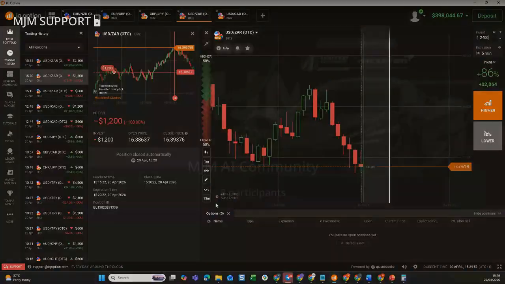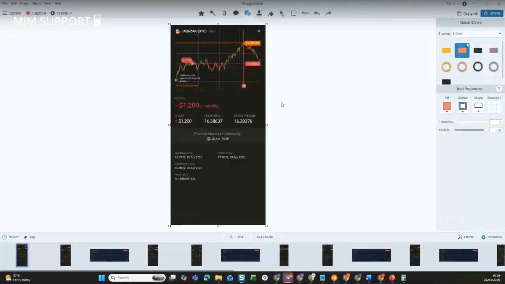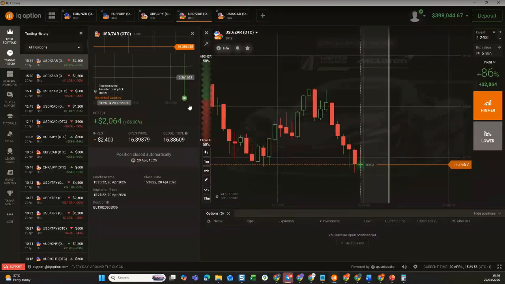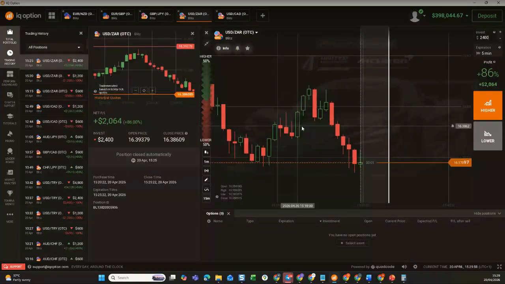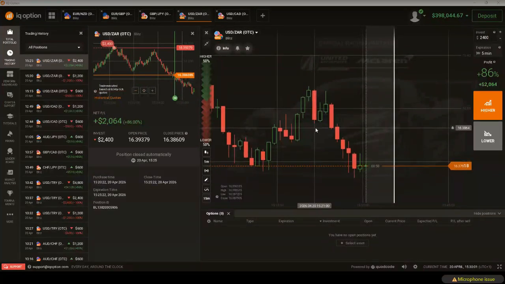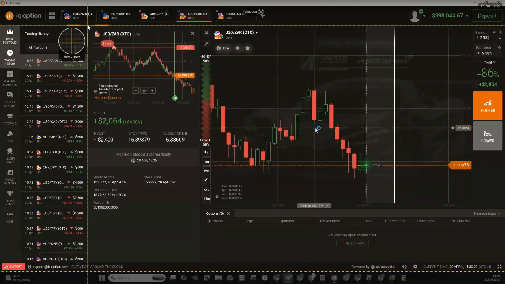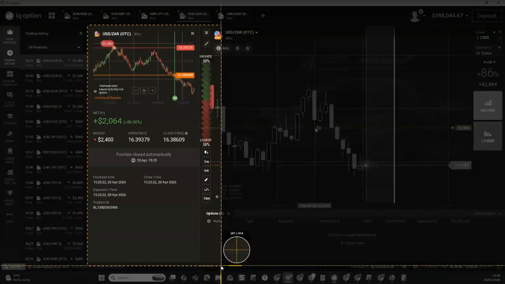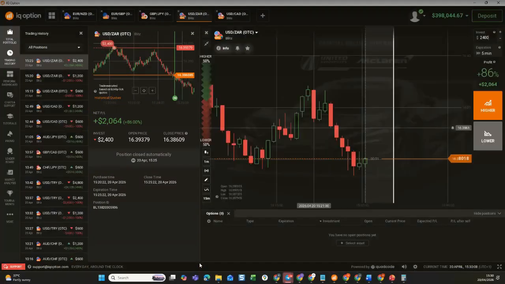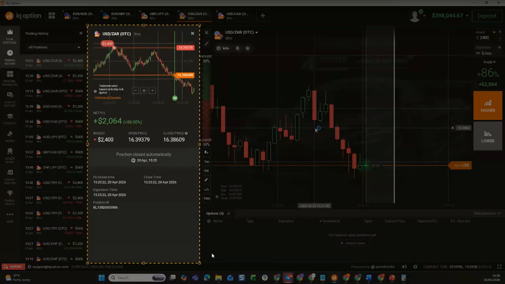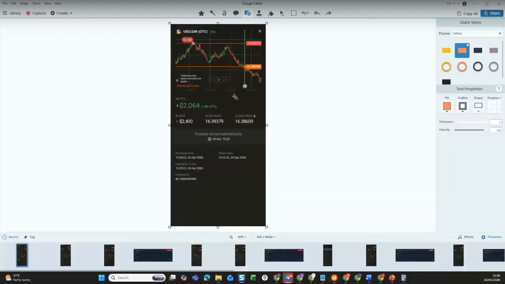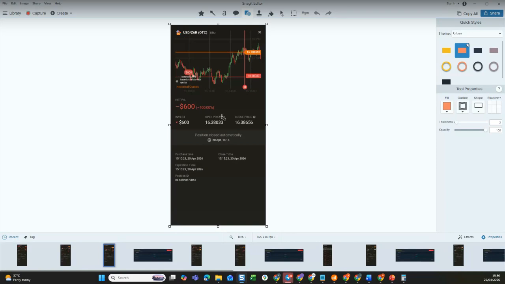So, this is the first martingale level. This is now the second martingale level. Does anyone have a question in the meantime? Make sure you guys are asking questions. Does anyone have a question?